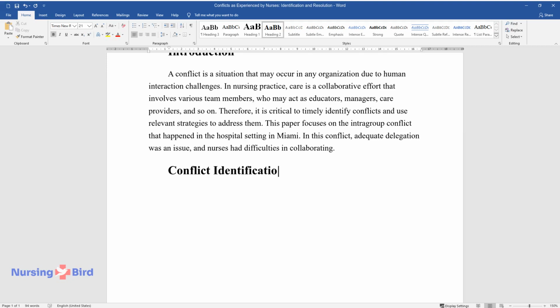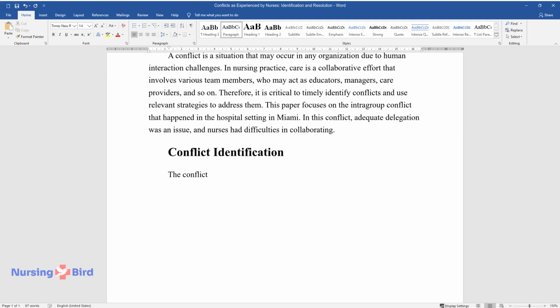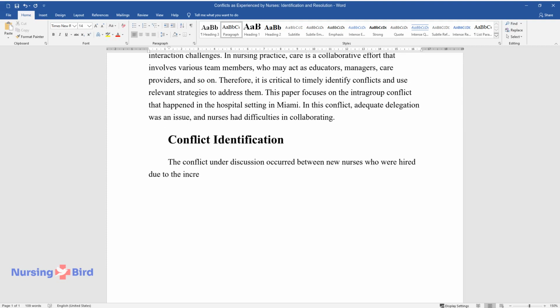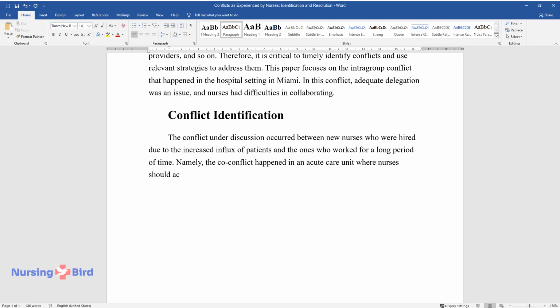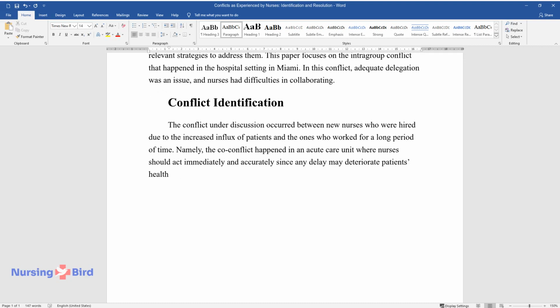Conflict identification. The conflict under discussion occurred between new nurses who were hired due to the increased influx of patients and the ones who worked for a long period of time. Namely, the conflict happened in an acute care unit where nurses should act immediately and accurately since any delay may deteriorate patients' health and even lead to death.